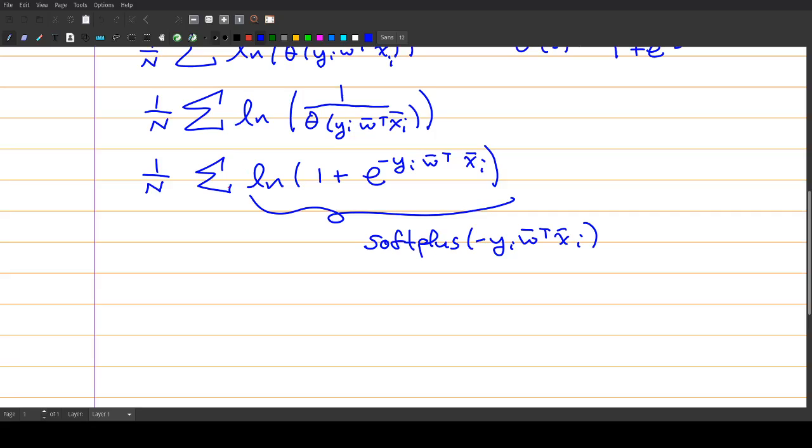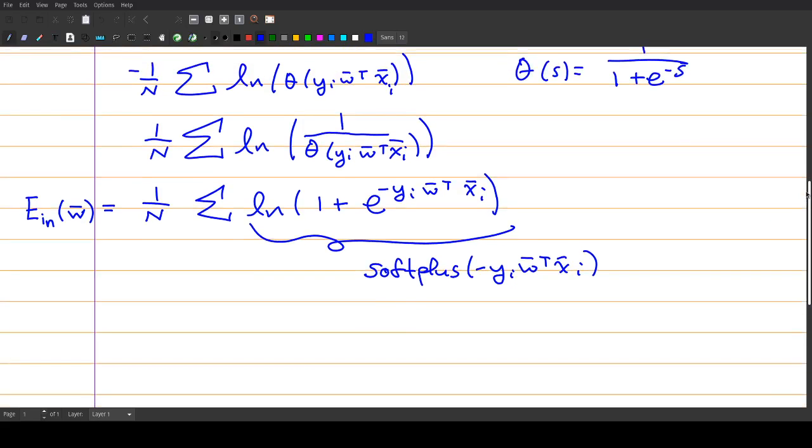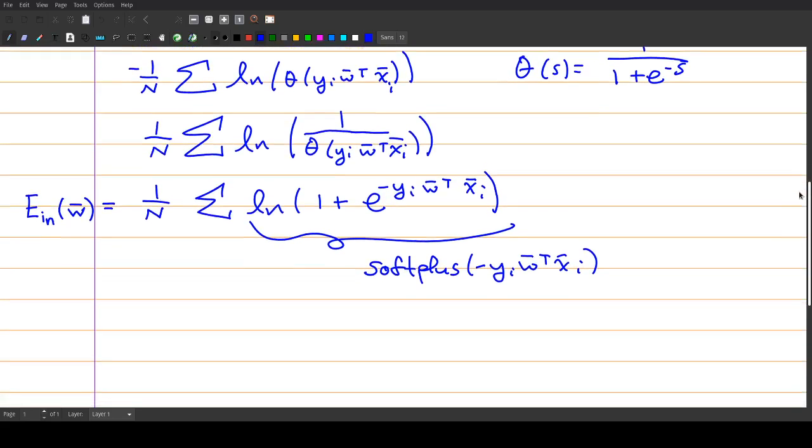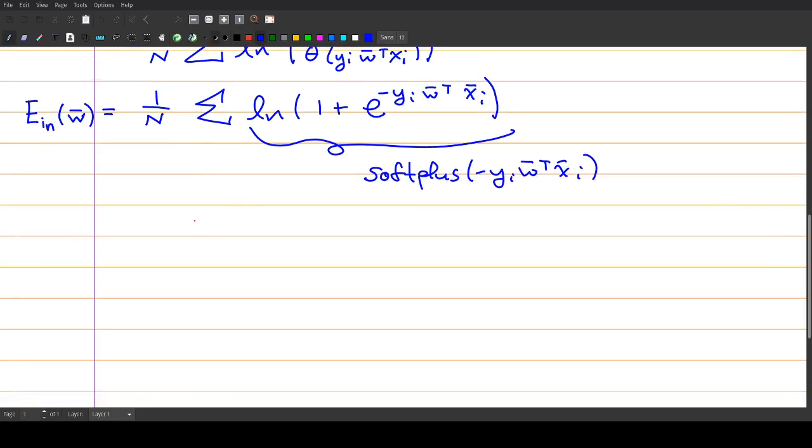And what are we doing with it? We're just taking the average. So this is just the average of the pointwise errors. And so this is the n-sample error of the weight vector W on the whole data set that we have. Now we want to find the W that minimizes this. So we use our calculus techniques: we take the derivative, set it equal to 0, and solve.